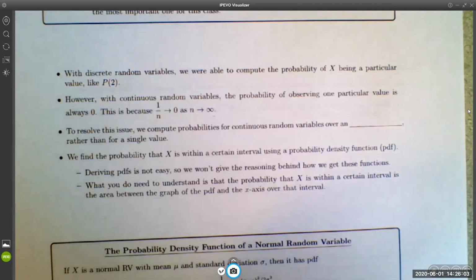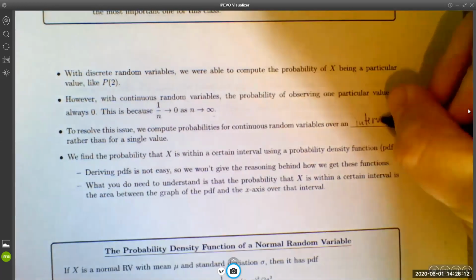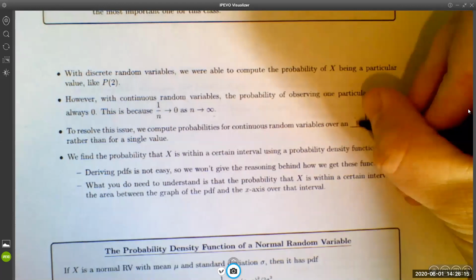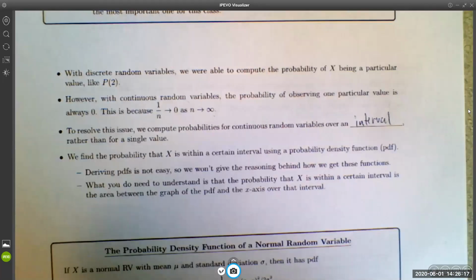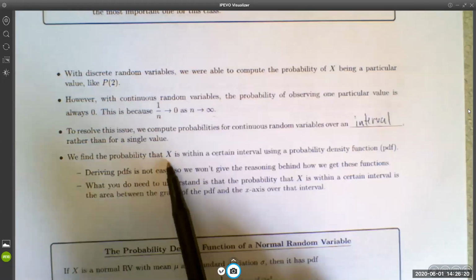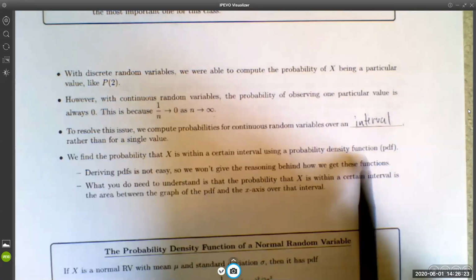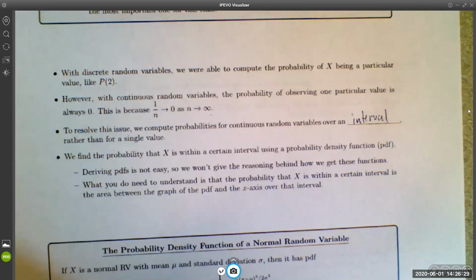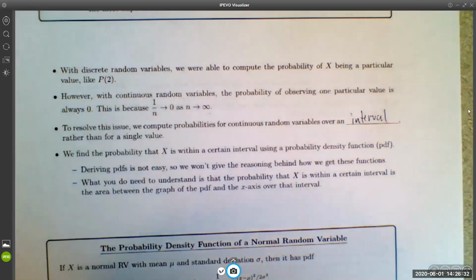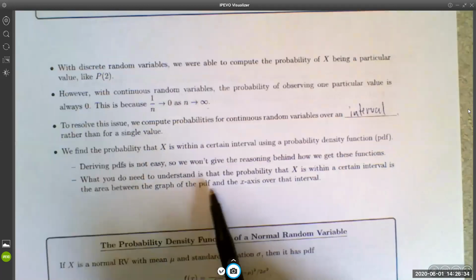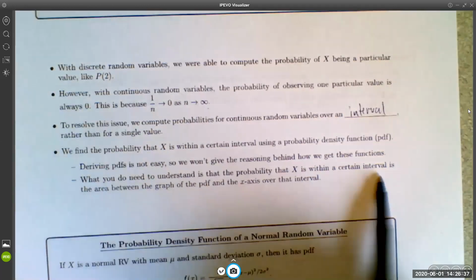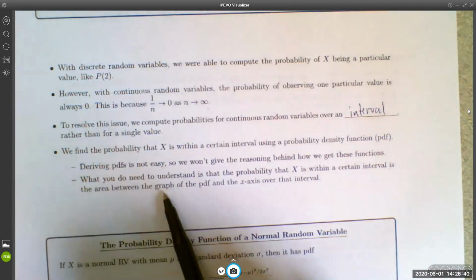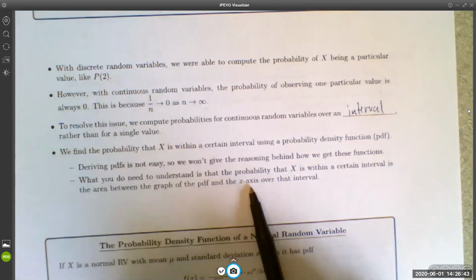So to resolve this issue, we compute probabilities for continuous variables over an interval, rather than for a single value. And then we find the probability that x is within that interval using what's called the probability density function, or PDF for short. Deriving PDFs is not an easy task, so I'm not going to give you a ton of reasoning behind how we get these functions. But what you do need to understand is that the probability that x is within a certain interval is equal to the area between the graph of the PDF and the x-axis over that interval.